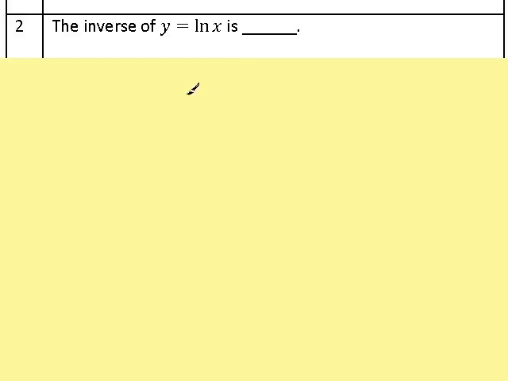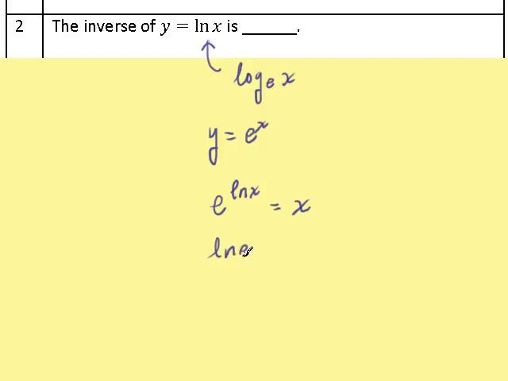Now, ln x is the same as log base e of x. So the inverse of ln x is y equal to e to the x. And again, e to the ln x is equal to x, and ln e to the x is equal to x.